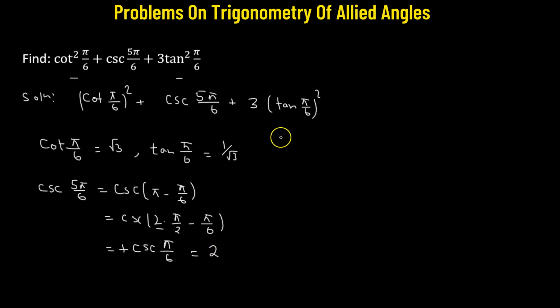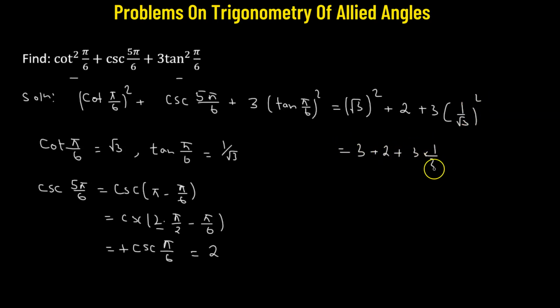So now that we have all these three values, let's substitute this back into our original expression. Cotangent of pi over 6 will be square root of 3 whole raised to the power of 2, plus cosecant pi over 6, so that's 2, plus 3 times tangent of pi over 6, so that's 1 over square root of 3 whole squared. This is going to give us 3 plus 2 plus 3 multiplied by 1 over 3. So we have the value 6. So this is going to be the value of the given trigonometric expression.